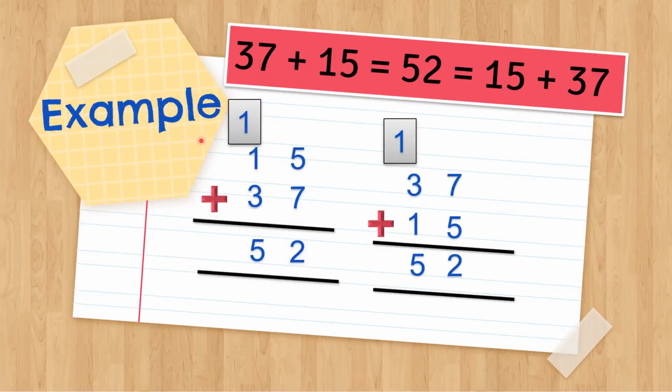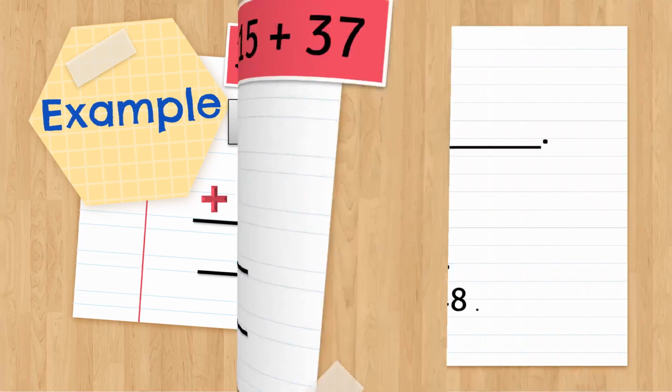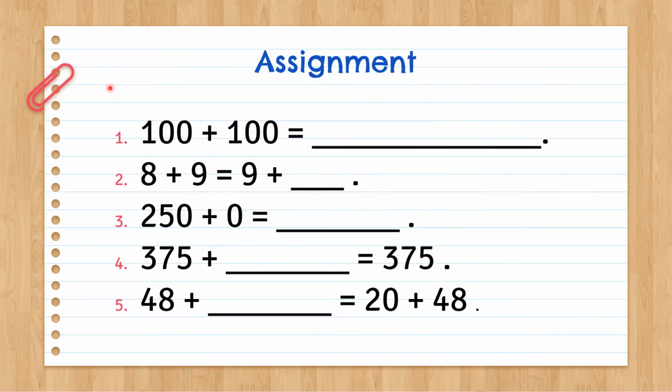Look at this example. 15 plus 37 will be equal to 52. Either you can keep these sums in this way also. 37 plus 15 will be equal to 52. So students, on the basis of mental facts, you can solve this mental maths. You can do it orally without using a pencil. So dear students, do all these sums and present them to me. Use your brain.